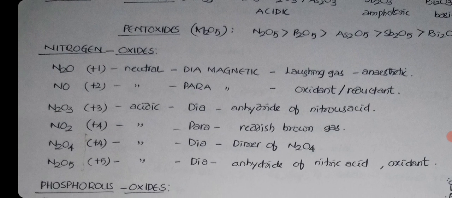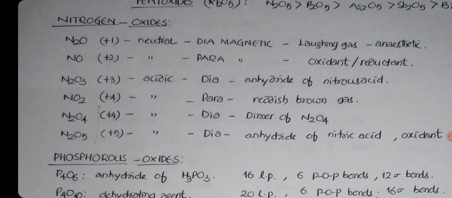N2O5 is more acidic. Nitrogen oxides are very special. N2O is neutral in nature. NO is also neutral in nature. Remaining all are acidic in nature: N2O, NO, N2O3, NO2, N2O4, N2O5.